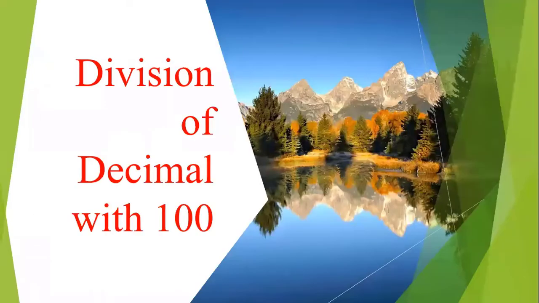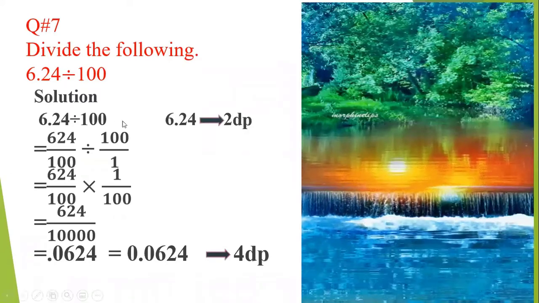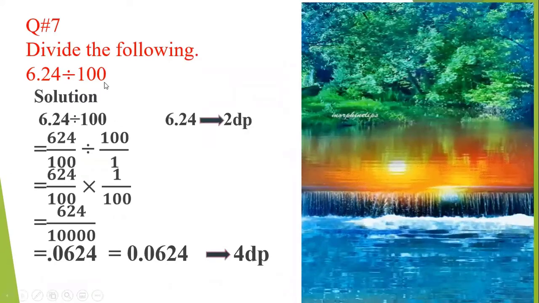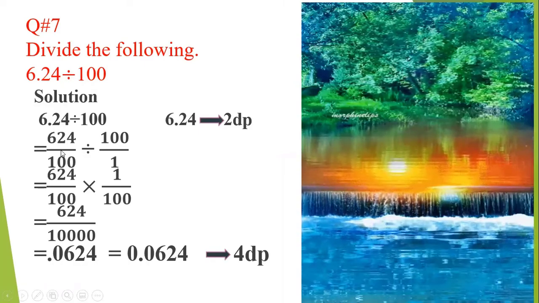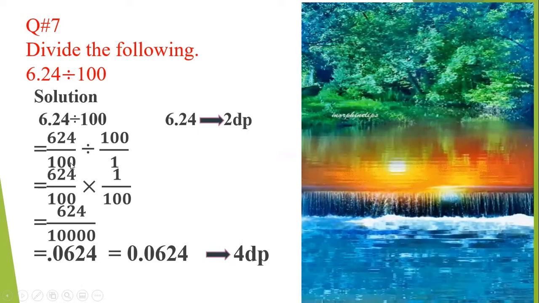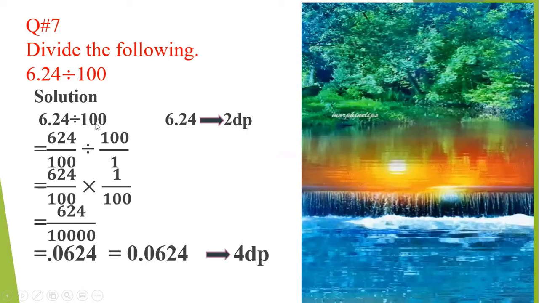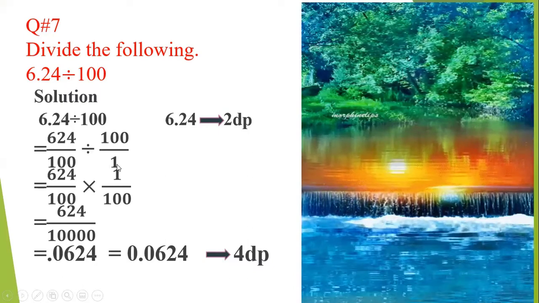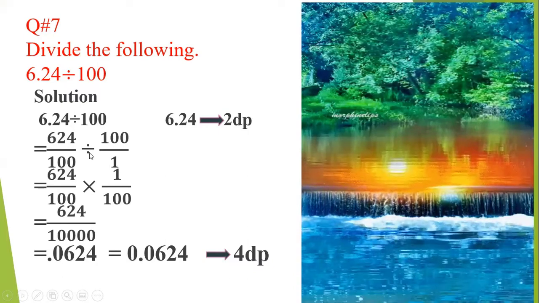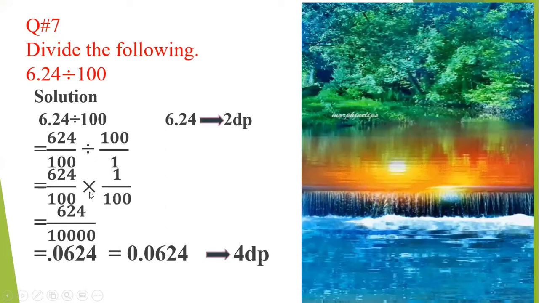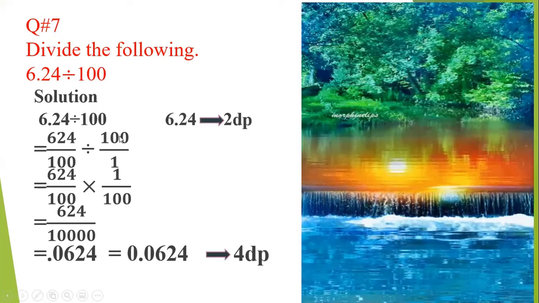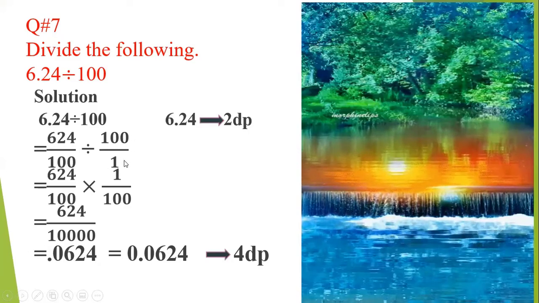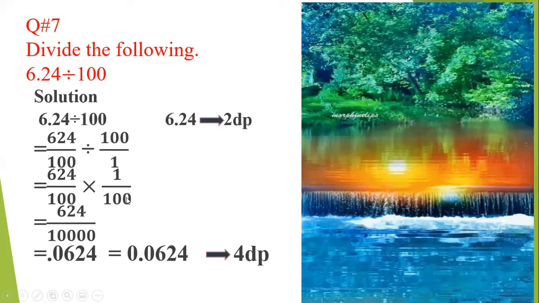Now come to the next question. Division of decimal with 100. The procedure will be the same. We will divide 6.24 by 100. First of all, write down 6.24 as a simple fraction, that is 624 divided by 100. And we write our whole number as 100 by 1. After that, we change this division sign into multiplication and then take the reciprocal of the number that is on the right side of our division sign. It is 100 by 1 and its reciprocal is 1 over 100.